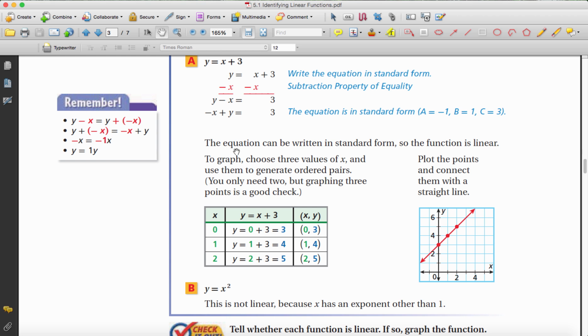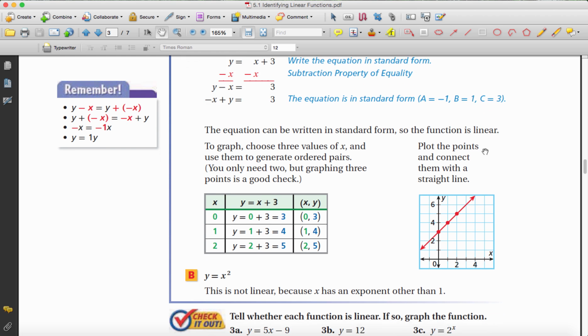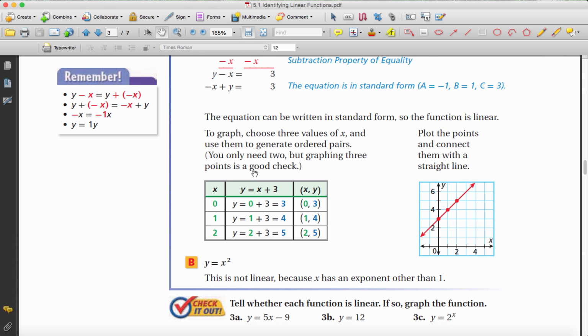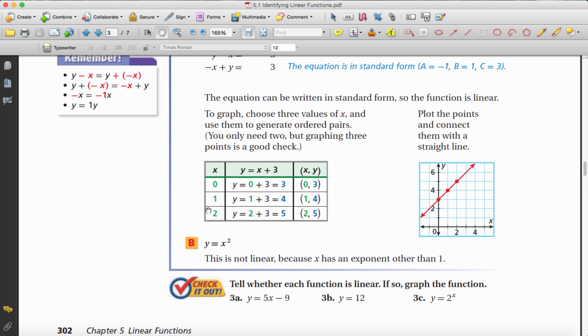So since the equation can be written in standard form, the function's linear. To graph, choose 3 values of x and use them to generate ordered pairs. So you only need 2, but graphing 3 points is a good idea. So what we do is we choose 3 x values. We're going to choose 0, 1, and 2. We're going to plug them into the equation.